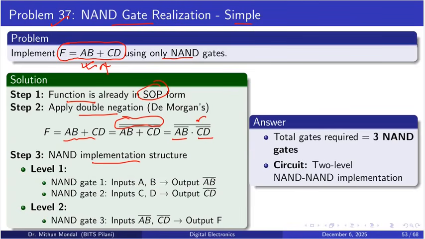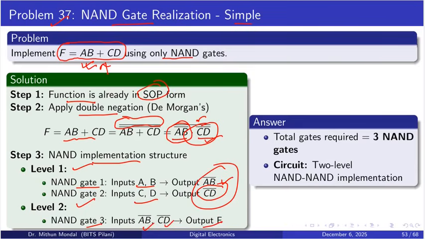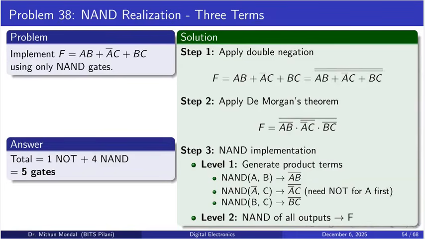So for the NAND implementation structure, we have two levels. In level 1, you have NAND gate 1, whose input is AB and the output that we get is AB bar. In gate 2, you have the input CD and you get the output CD bar. In level 2, the NAND gate 3 takes the two inputs we have got, AB bar and CD bar, and gives the output F. So the total gates required is 3 NAND gates, and this circuit is a 2-level NAND implementation.